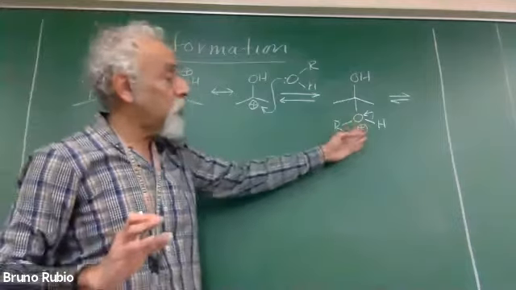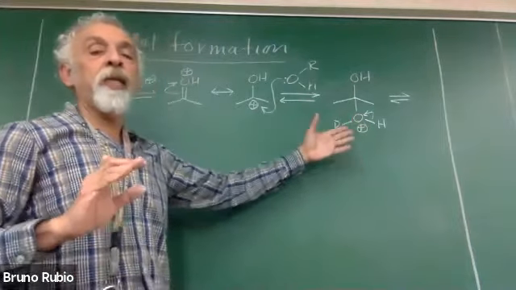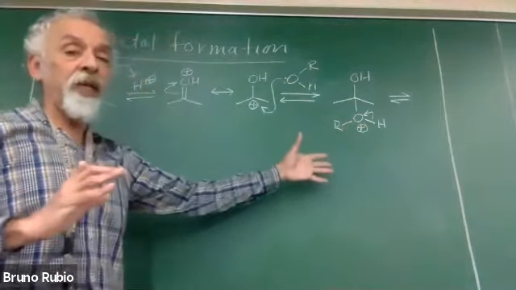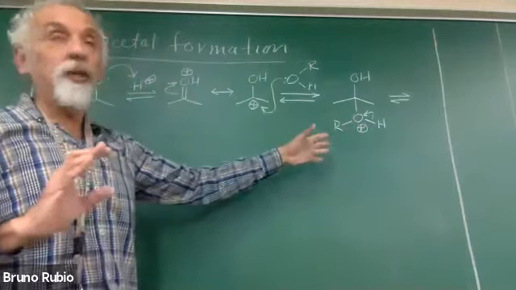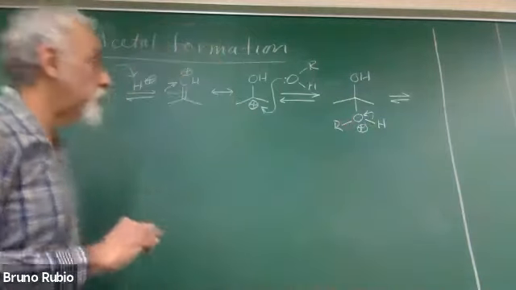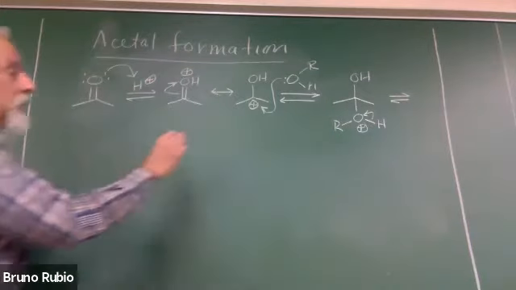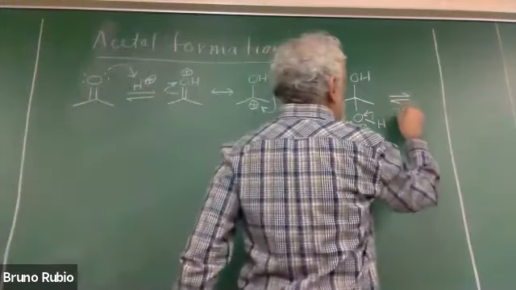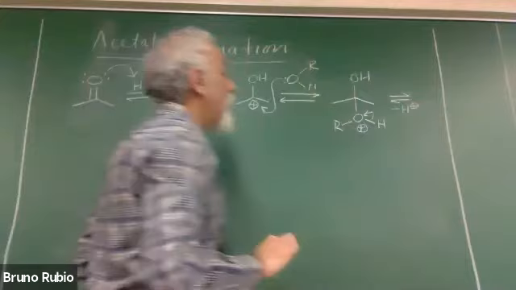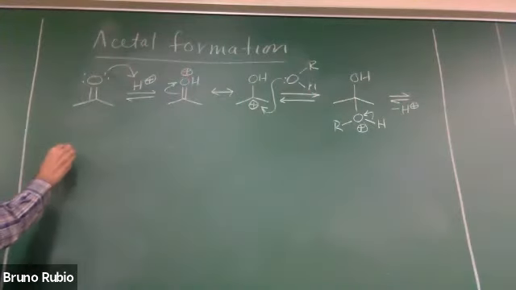Instead of identifying what that base is, we just write this arrow. It kind of looks like that proton is just falling off, but that's not really what it's doing. What it's really doing is a base is coming along and removing that proton. So our next step would be deprotonation of that oxygen atom.